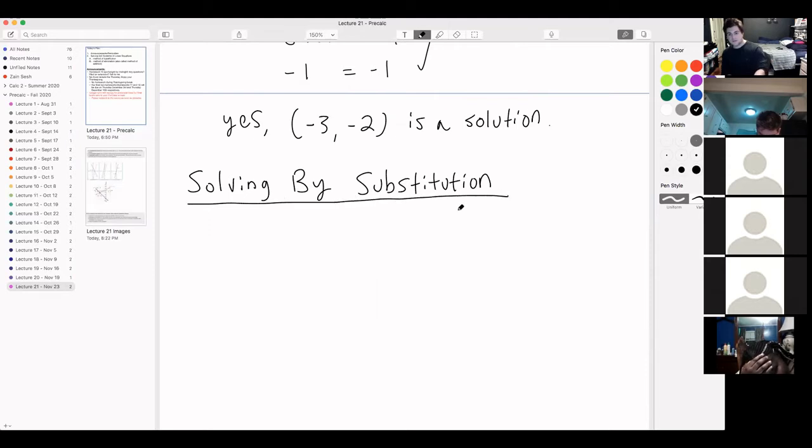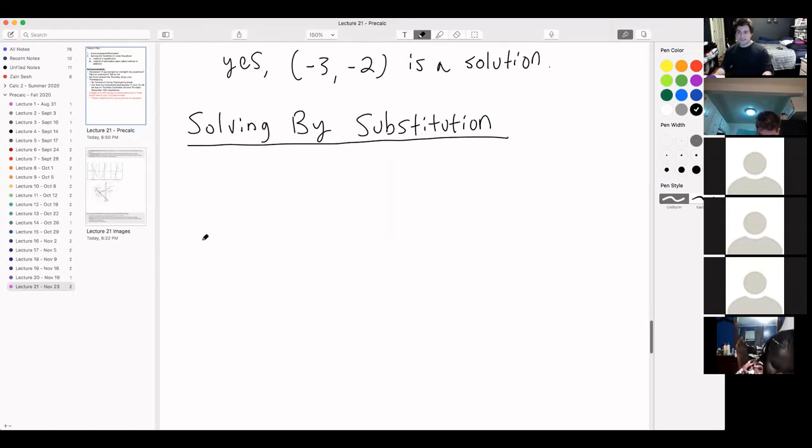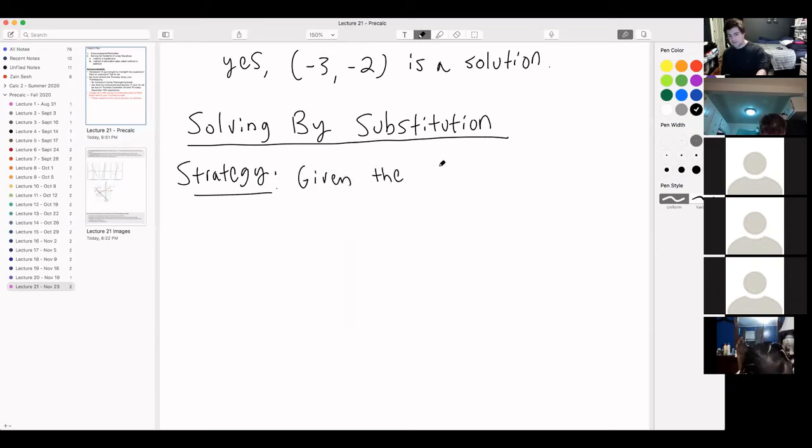Okay, so this is a little more fun, I think, than the previous method of graphing. So I'm actually going to demonstrate the strategy with an example. It's one of those where if I just write out the list of steps abstractly, it's kind of hard to follow. So I'll demonstrate the strategy in real time with an example. So, strategy given the system. I'm just going to start off with a concrete example.